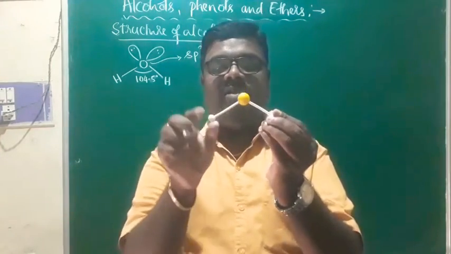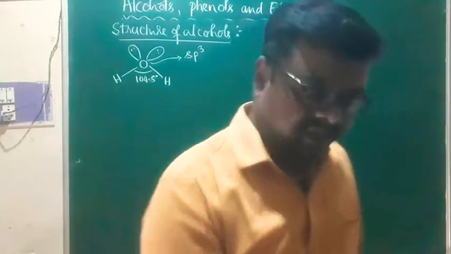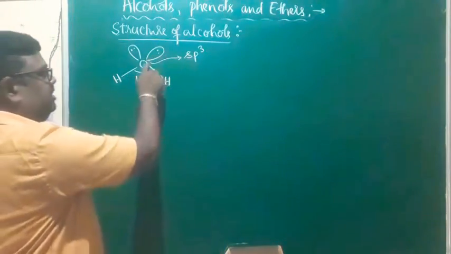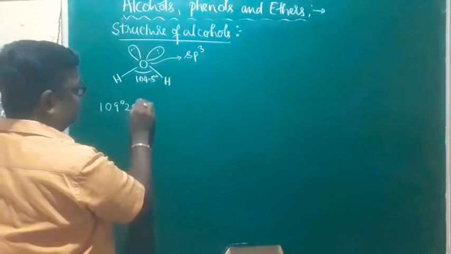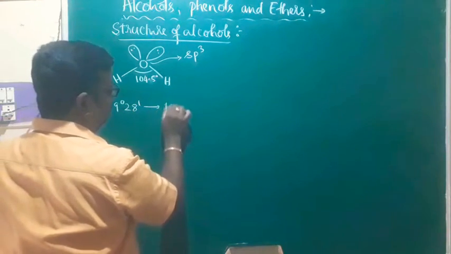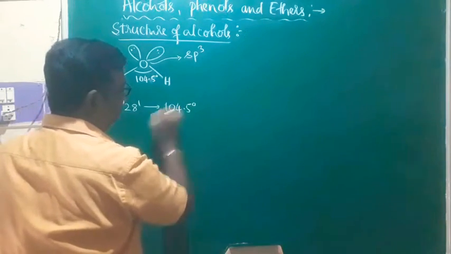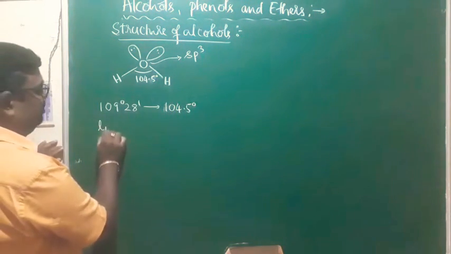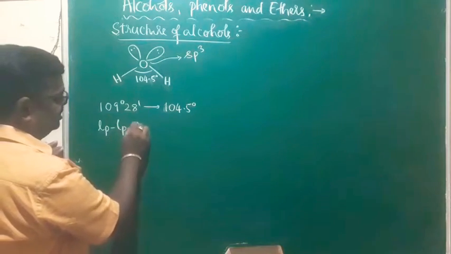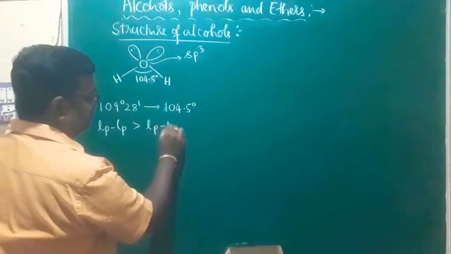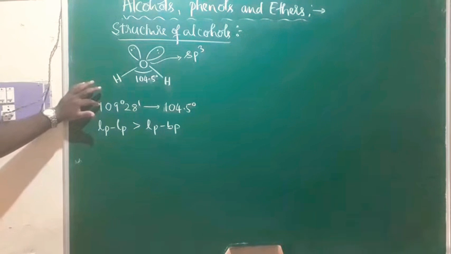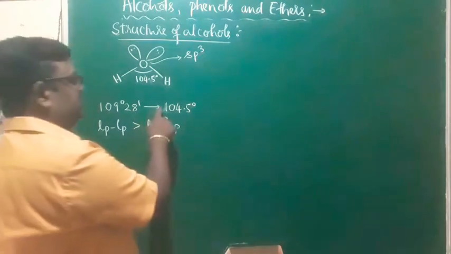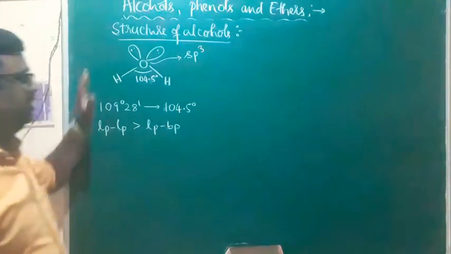Here the bond angle is how much? 104.5 degree, because even though oxygen is sp3 hybridized, the bond angle decreased from 109 degree 28 minutes to 104.5 degree. This is because lone pair-lone pair repulsions are greater than lone pair-bond pair repulsions. You studied this in first PUC.